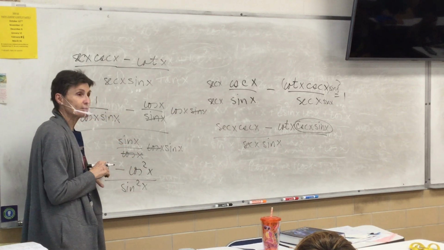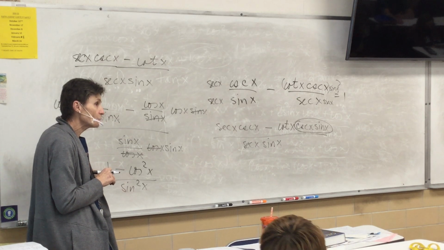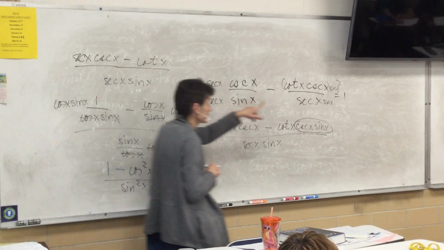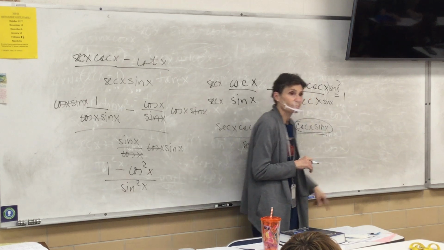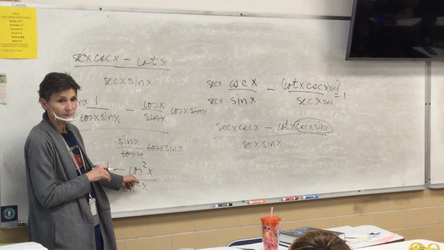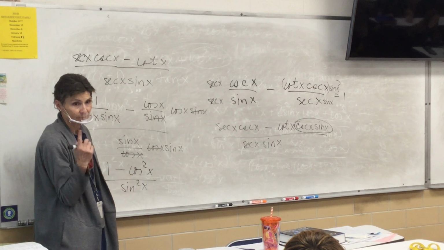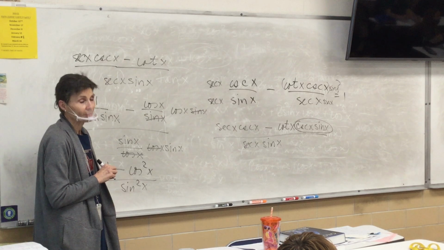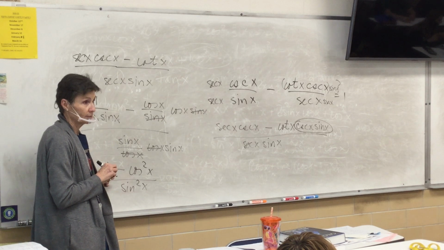Exactly. Isn't the numerator sine squared? So what do we got here? Sine squared over sine squared, which is 1. 1 minus cosine squared is sine squared. So sine squared over sine squared is 1, when the top and the bottom match. Right? This is your fundamental identity. Sine squared plus cosine squared is 1.